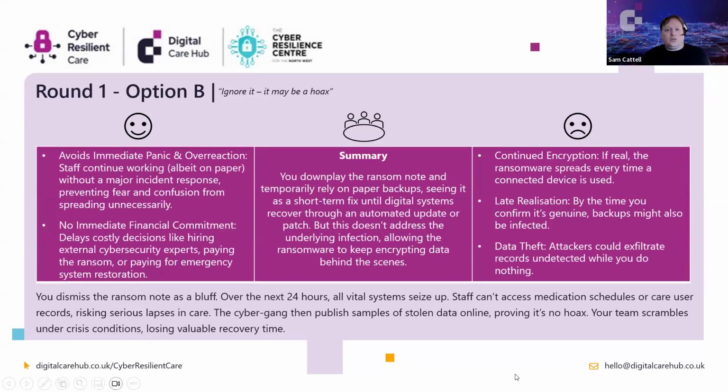So ignore it. The ostrich choice, probably always the weakest choice, but I always put it in here because when something happens, it does very feel much. It's somebody else's issue. It's not my problem. IT will deal with it. Let's put my head in the sand. It's rarely the right way to go.